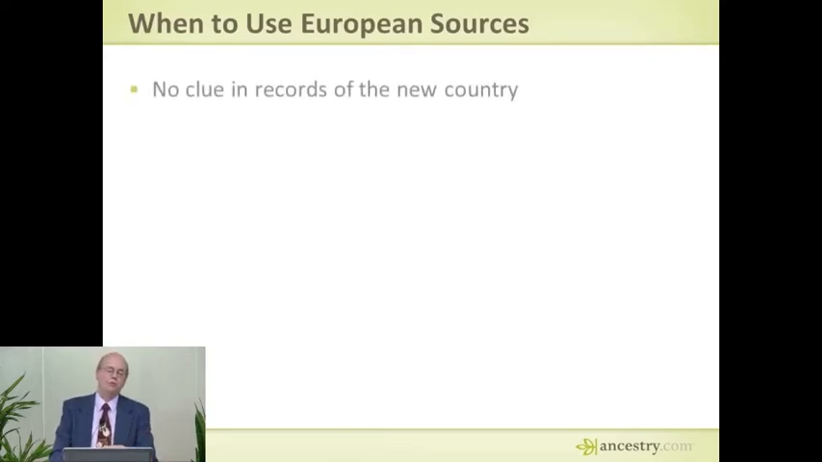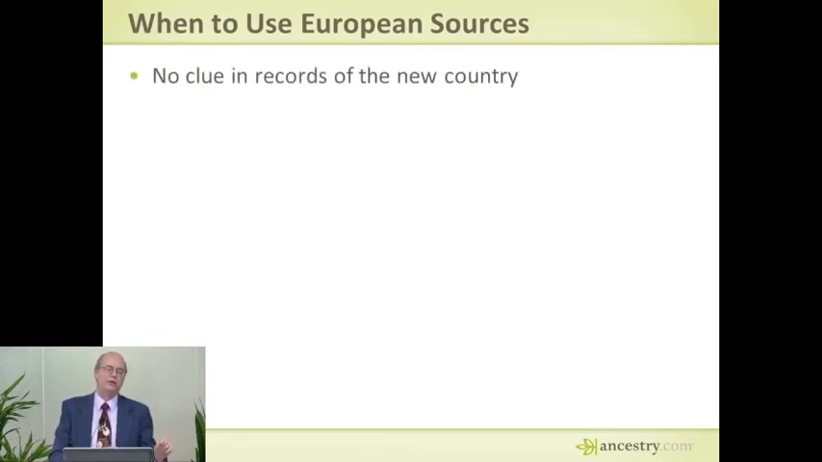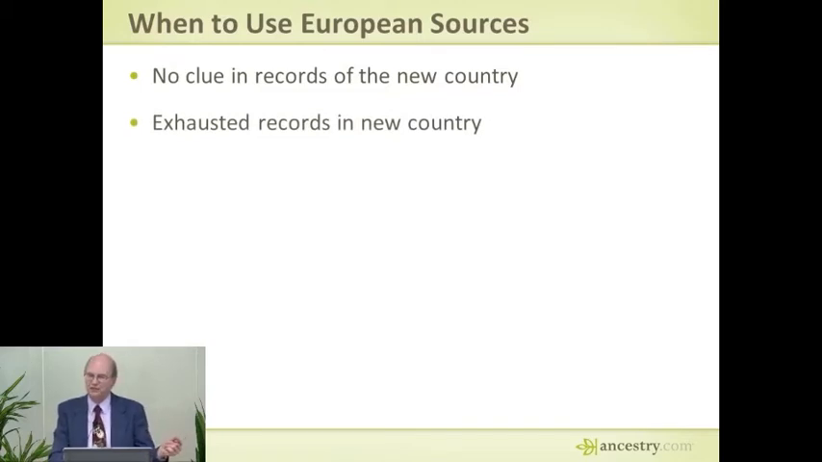When you use those European sources, you first want to make sure that you have no other clue that you haven't already unearthed in the new country. Make sure you've looked at everything. That's the same as this next step. That's why I want to underscore: you make sure you've exhausted the records in the new country.